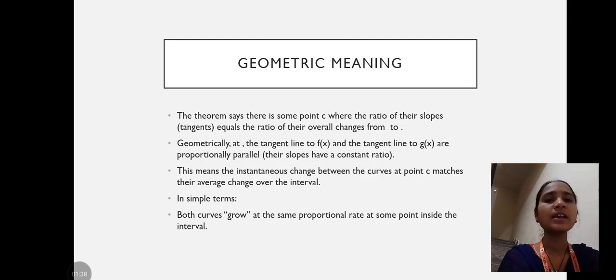The geometric meaning of Cauchy mean value theorem. The theorem says there is some point c where the ratio of their slopes, which means tangents, equals the ratio of the overall changes. Geometrically, the tangent line to f(x) and the tangent line to g(x) are proportionally parallel, which means their slopes have a constant ratio. This means the instantaneous change between the curves at point c matches their average change over the interval.